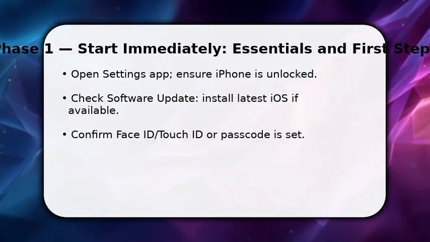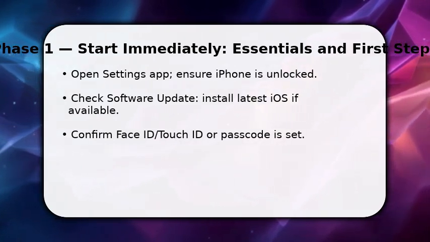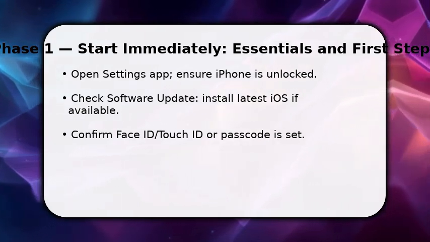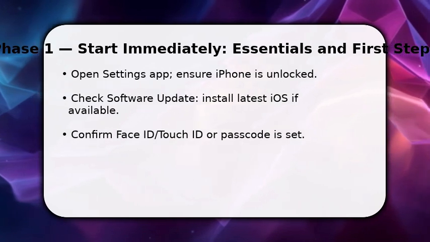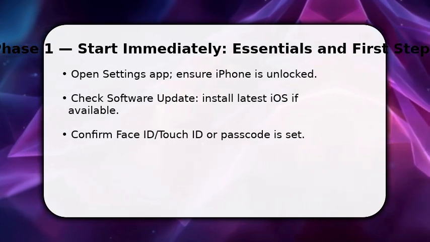You'll start in Settings. Unlock the iPhone and tap Settings now. First, check Software Updates so features are available, and install updates if needed. Make sure you already have a passcode and Face ID or Touch ID configured. Otherwise, some lock screen options are disabled.